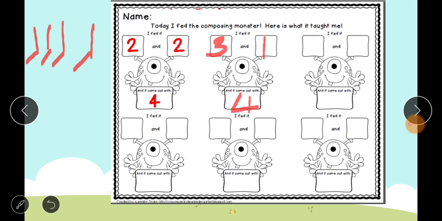Think of 2 numbers to fit the monster and let's see what the outcome will be. Okay, let's go 2 and 4. I fed it 2 and 4 and it came out with what? Let's go 1, 2, then 1, 2, 3, 4. So let's count together. 1, 2, 3, 4, 5, 6. That's 6.